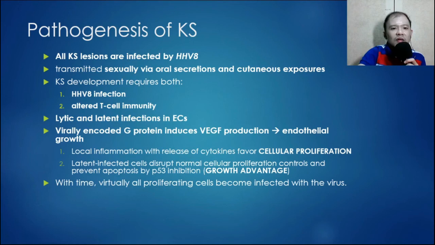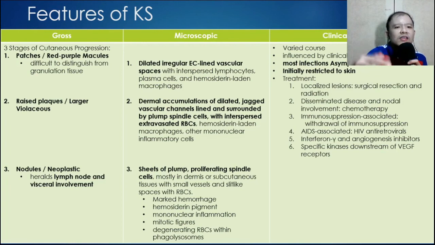So in Kaposi sarcoma, you have altered T-cell immunity and infection by, what's the virus? The human herpes virus. Transmitted sexually via oral secretions and cutaneous exposure. So you can read the rest. And what are the stages of the cutaneous progression? You have first, red, purple macules. Or you have violaceous raised plaques, turning into neoplastic nodules.